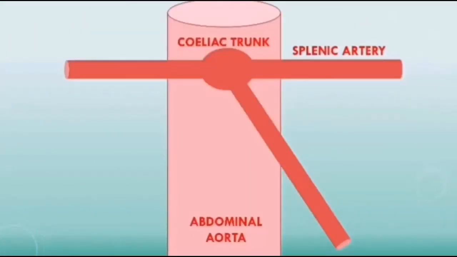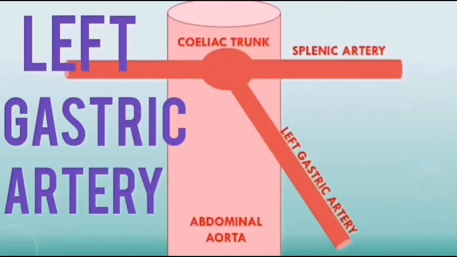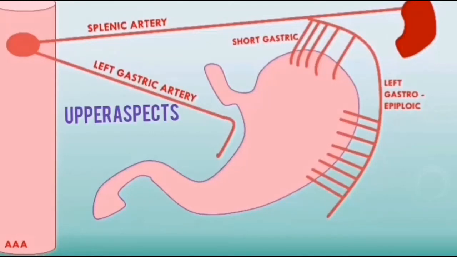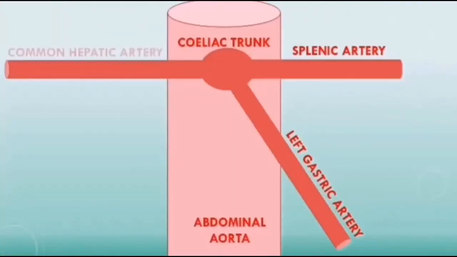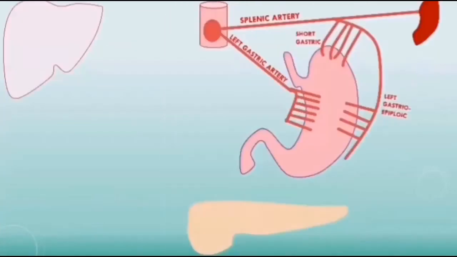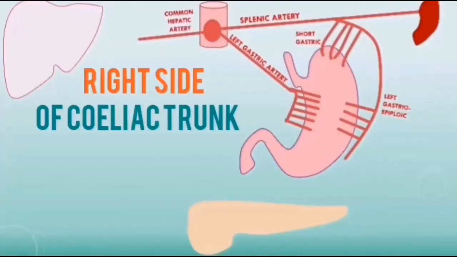The next branch of the celiac trunk is the left gastric artery. The left gastric artery supplies the upper aspects of the lesser curvature of the stomach. The last branch of the celiac trunk is the common hepatic artery. The common hepatic artery arises from the right side of the celiac trunk.